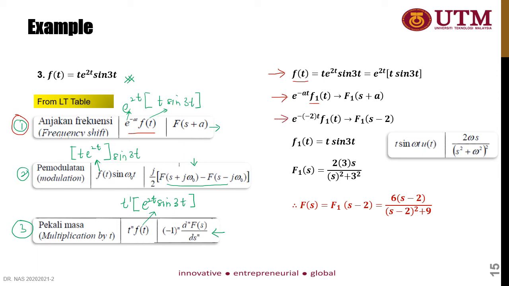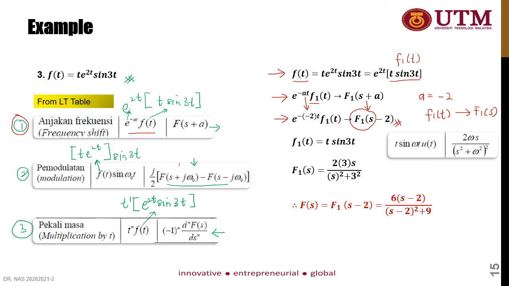So e to the power of positive 2t. From here you know your a equal to negative 2. So your equation here will be F1(s plus a), and your a is negative 2. That's why you get this one. So what is your F1(s)? F1(s) must be from f1(t). So what is your f1(t) in this case? f1(t) is equal to this.